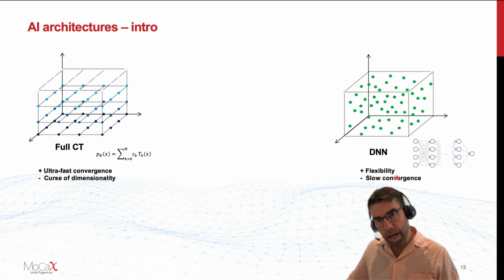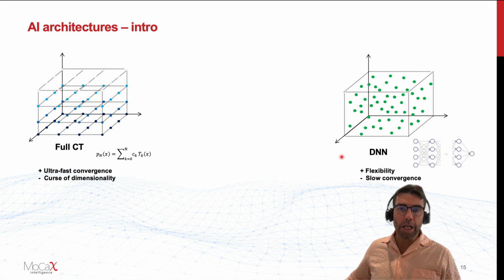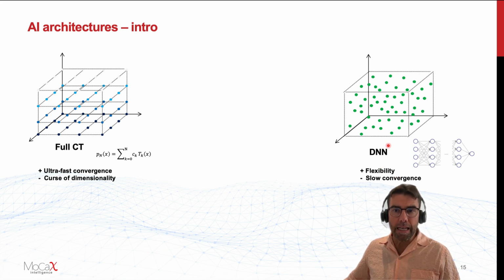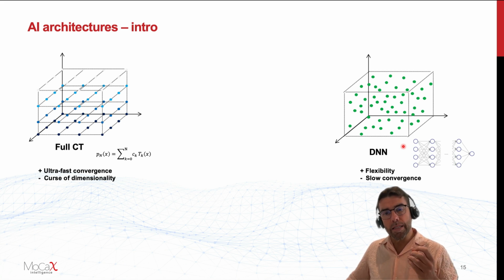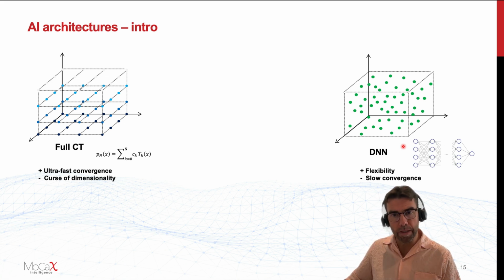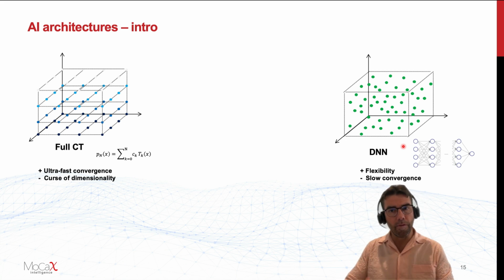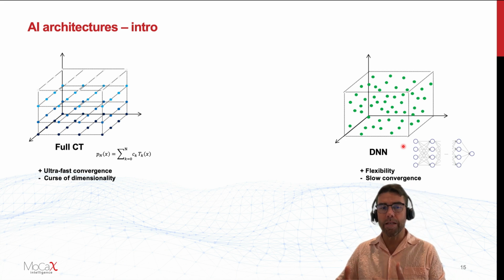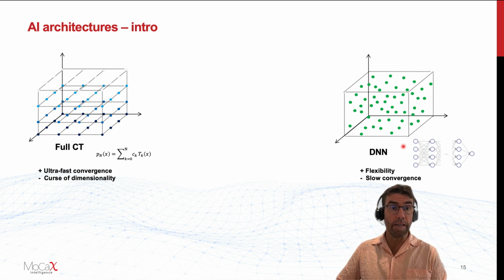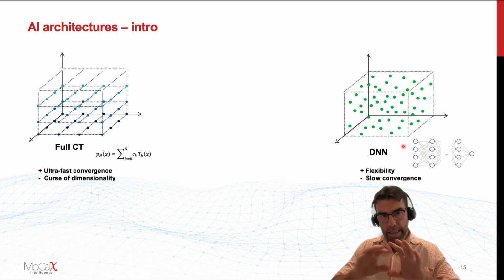What is the challenge that they come with? The exploration is done literally randomly. So DNNs have very slow convergence properties. DNNs tend to converge to the function that you're trying to approximate very slowly. And what does that mean? Often you need a lot of points in order to achieve any decent level of accuracy. These are the two extremes.